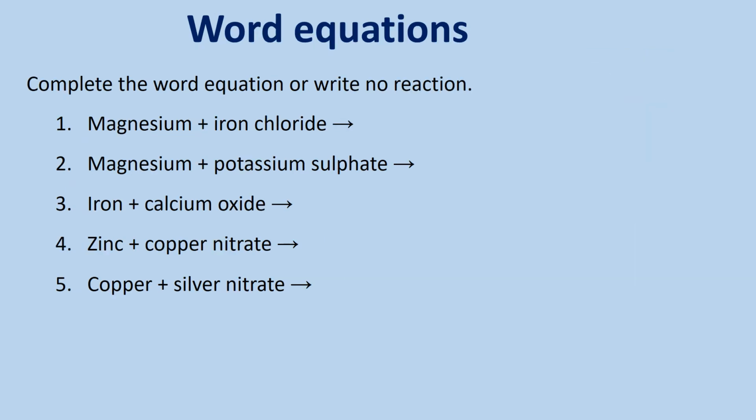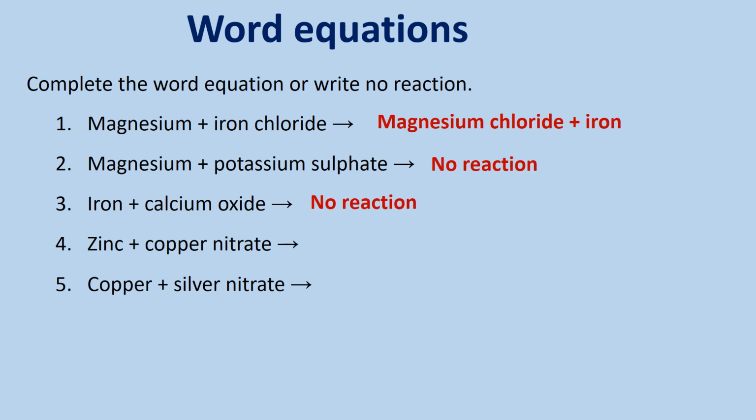Okay, also just very quickly complete these word equations. Pause the video to complete them, remembering your reactivity series. And now you're back, hopefully. Magnesium chloride plus iron. No reaction because potassium has got sulfate and potassium's more reactive. No reaction because calcium's more reactive, it's already got oxide. Zinc nitrate plus copper, copper nitrate plus silver. Okay folks?